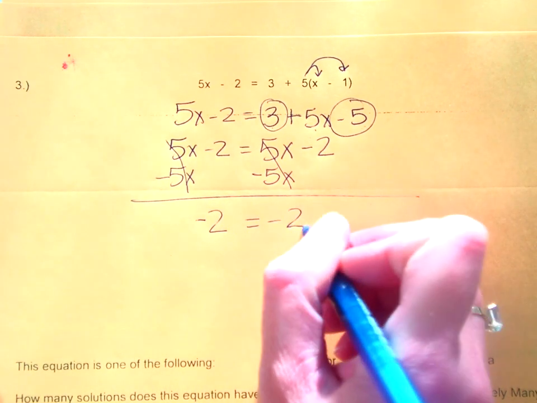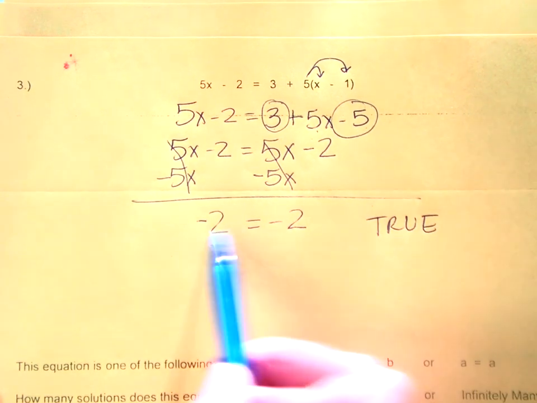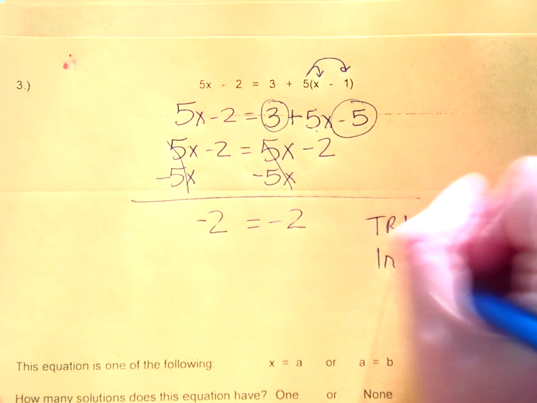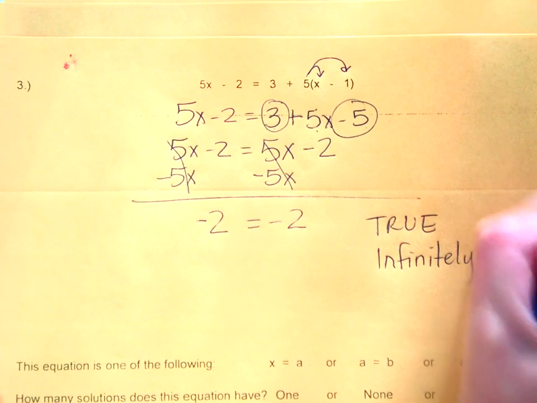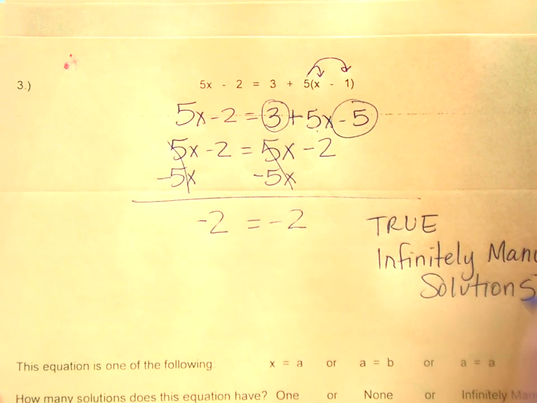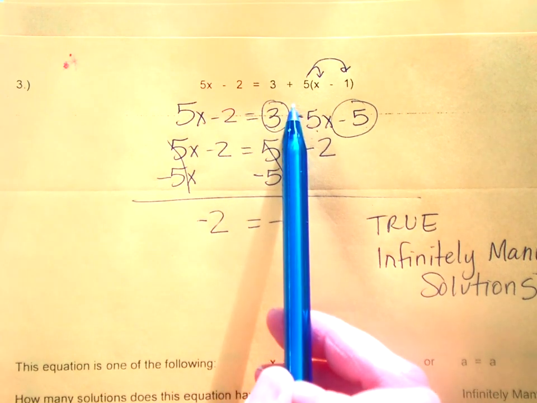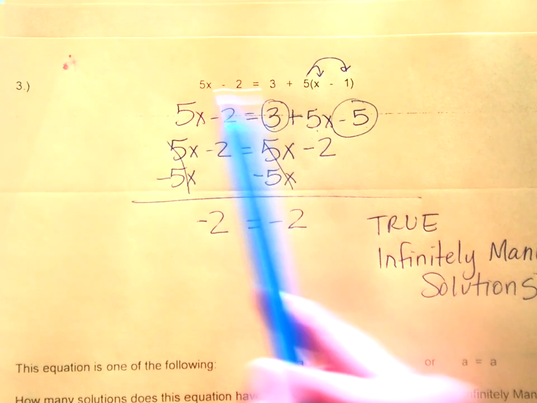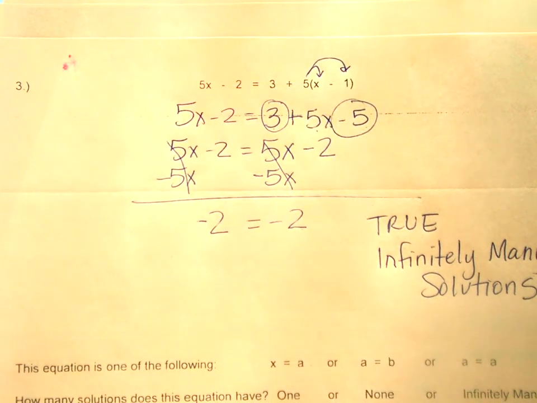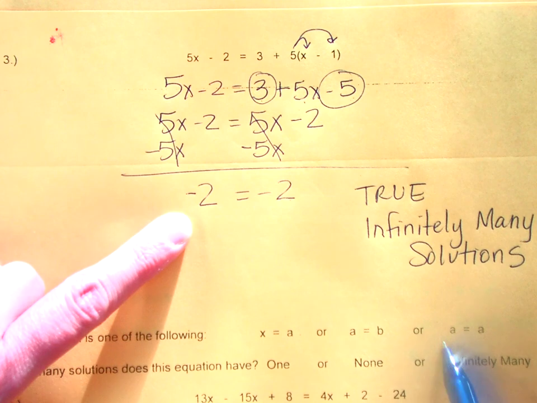When we get a true statement like this, because those do equal one another, this is the term where we say that it's infinitely many solutions. So x can be 1 if I want to put it up here. X could be 2, 3, infinitely many. Any number would work. And this equation would always be in balance, whatever I put in for x. So the ones that we want to choose are this a equals a. The numbers are equal to each other, and it's infinitely many.